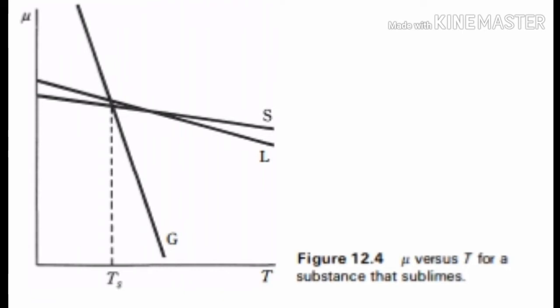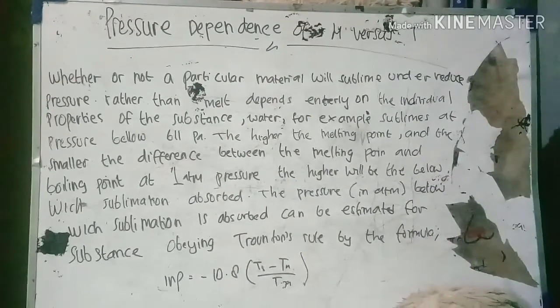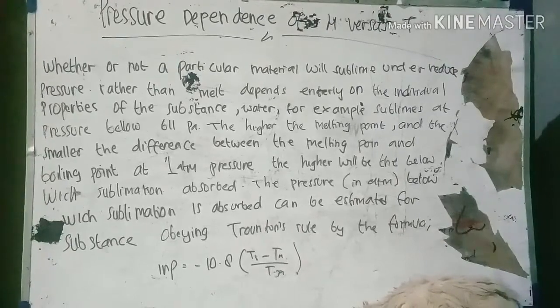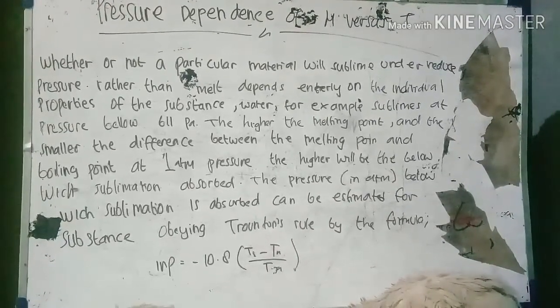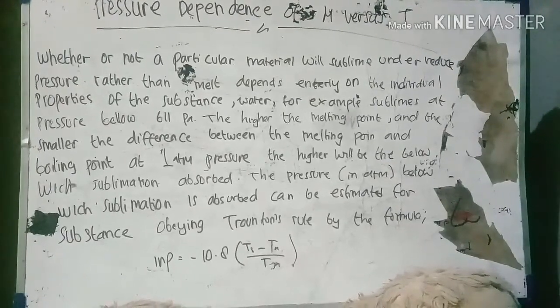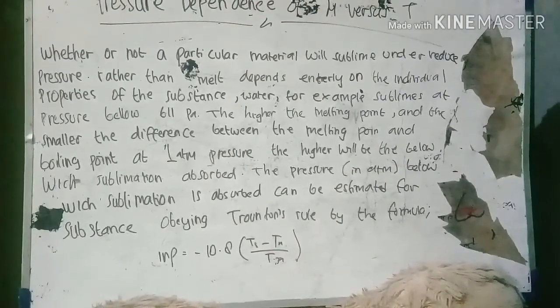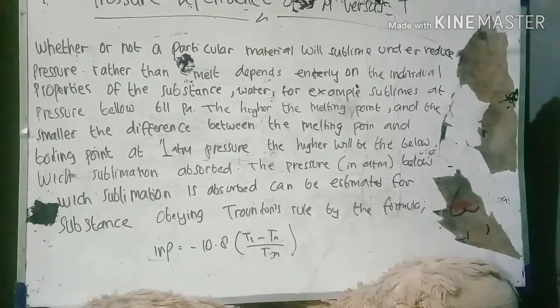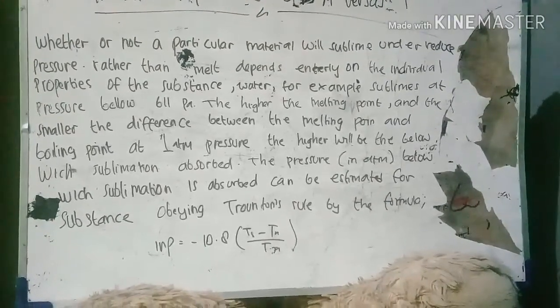Clearly, there is some pressure at which the three curves intersect at the same temperature. This temperature and pressure define the triple point. All three phases coexist in equilibrium at the triple point. Whether or not a particular material will sublime under reduced pressure rather than melt depends entirely on the individual properties of the substance. Water, for example, sublimes at pressures below 611 Pa.